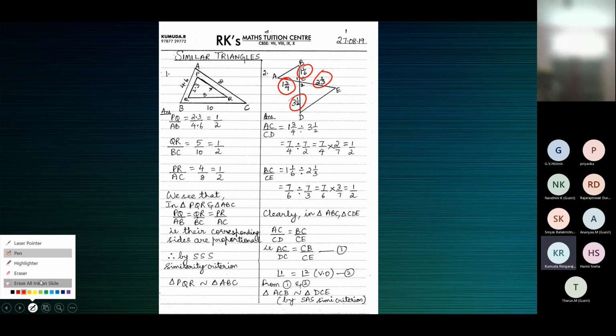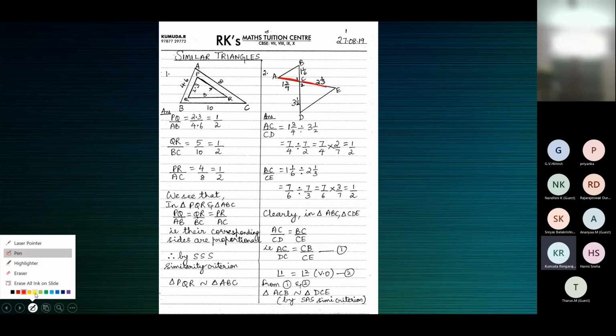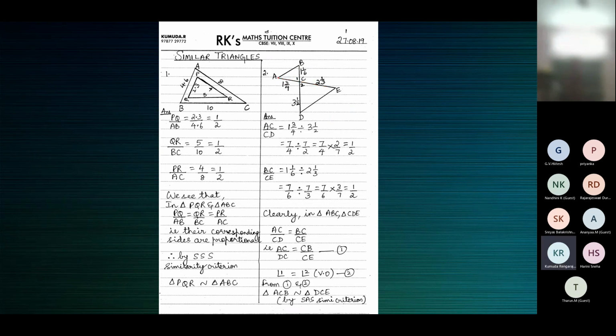So find the ratios. So find the ratio. I found AC by CD. AC by CD, 1 3 by 4 divided by 1 by 2. You can see the working here. Then find BC by CE. BC by CE. So do that and you get 1 by 2. So clearly in the two triangles, these two ratios are the same. AC by CD is equal to BC by CE.